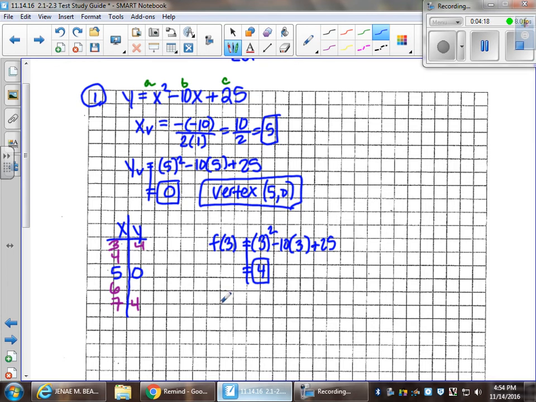Next, we'll evaluate f of 4. So that would be 4 squared minus 10 times 4 plus 25. Pause and get your answer, and we'll compare. I get 1. So f of 4 equals 1, and so does 6, because both of these values are 1 away from the vertex. Now that I have my table of values, now I can graph.